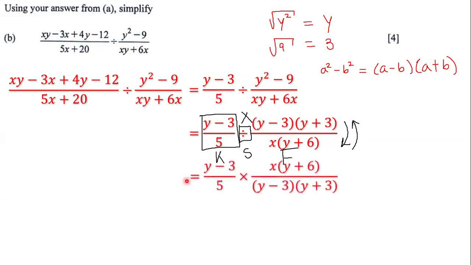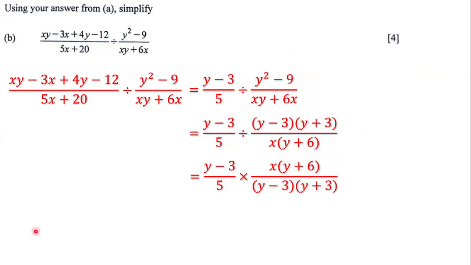So we keep the first fraction, y minus 3 all over 5. We switch the division sign into a multiplication sign, and we flip this fraction. So we put the denominator on top, x times y plus 6, and we put the numerator at the bottom, y minus 3 multiplied by y plus 3. And so we keep, switch, and flip.